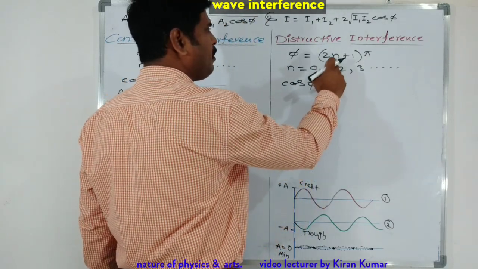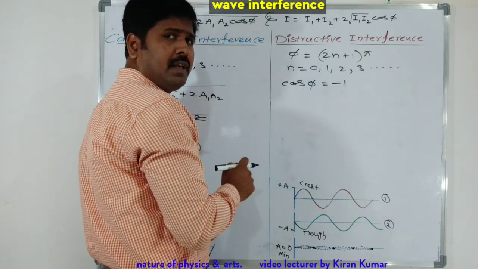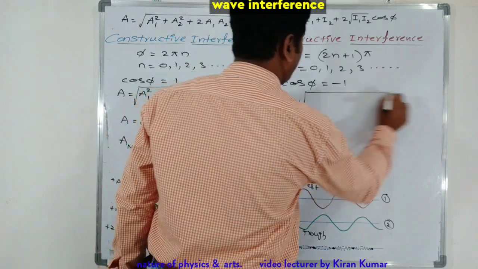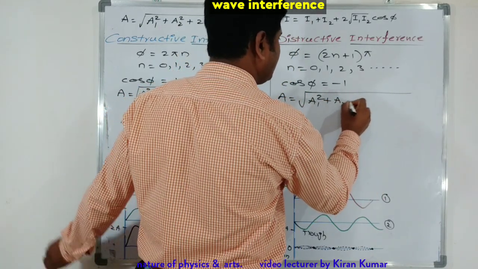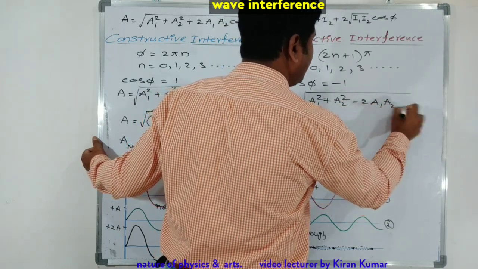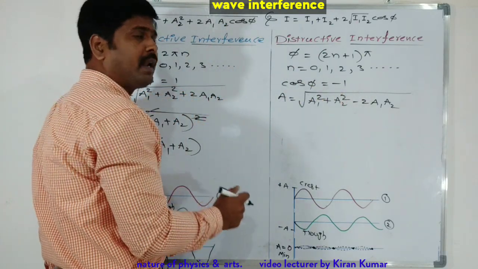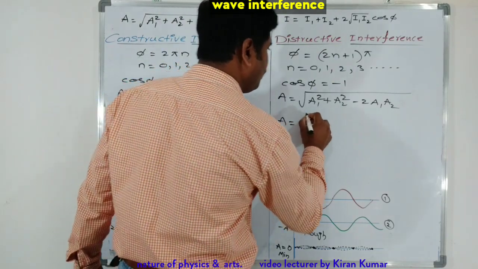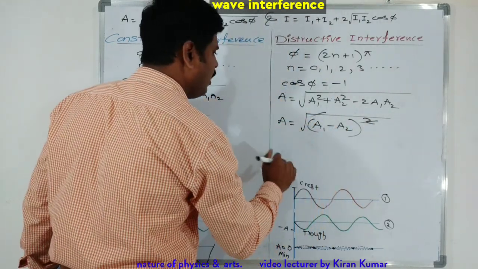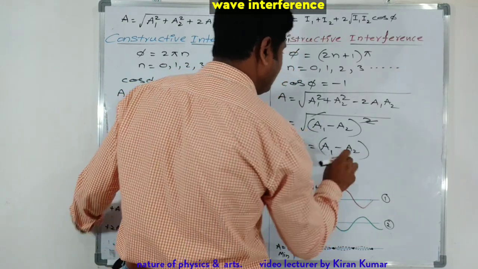Here phi is replaced by pi, and cos pi, that is cos 180 degrees, is minus 1. So we can write A, which is equal to root over a1 square plus a2 square minus 2 a1 a2, since cos phi is equal to minus 1. So A is equal to root over (a1 minus a2) whole square, the root cancels. Here the amplitude is minimum, that is equal to a1 minus a2.